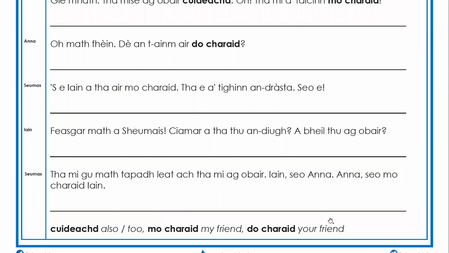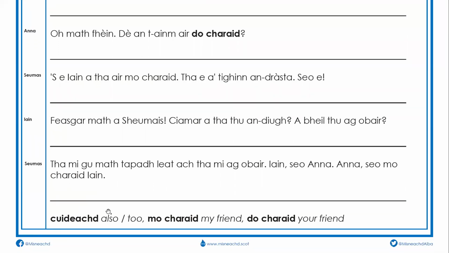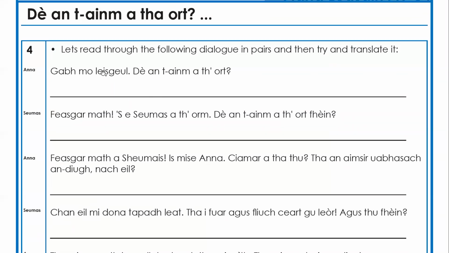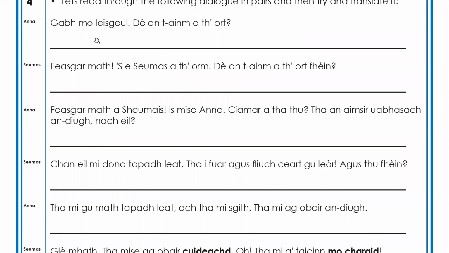So the words that appeared in bold here in the dialogue we haven't seen before. So we have kuchach, which means also, too. And we saw mocharaj, my friend, and we saw your friend, docharaj. So I'll read through that again, and this time giving the translation. If you want a go at working these through yourself, you can pause the video until you're done with that before I give the answers.